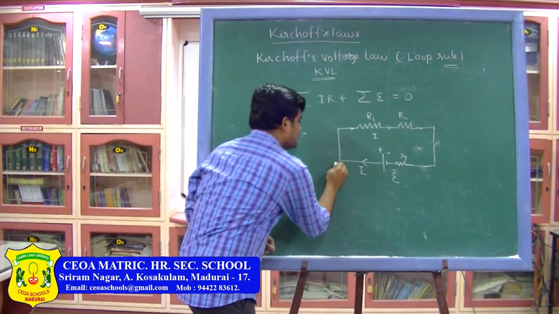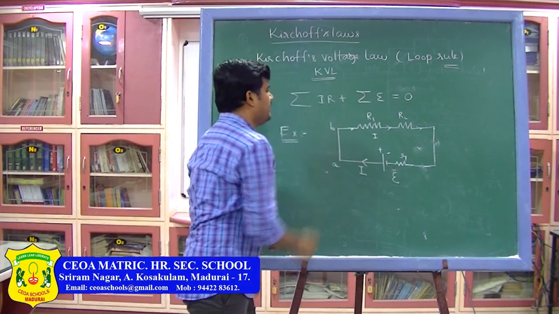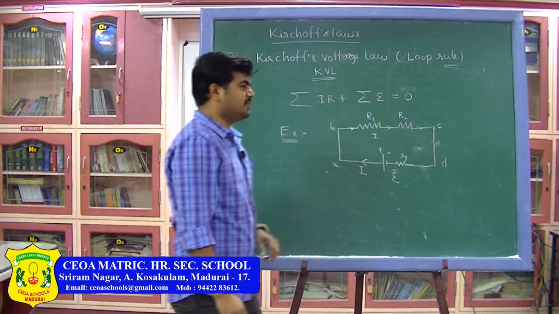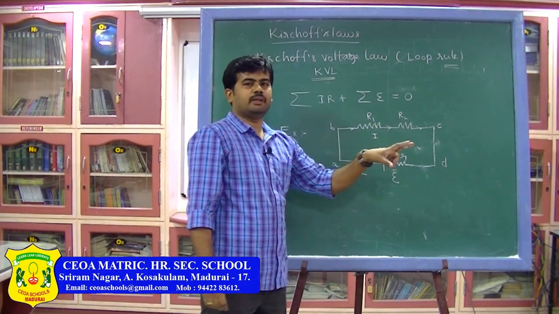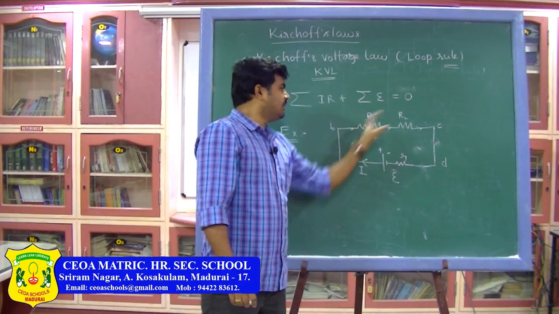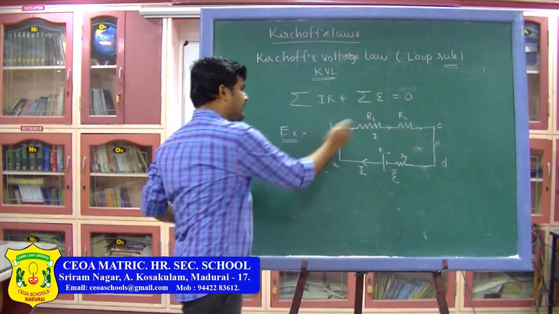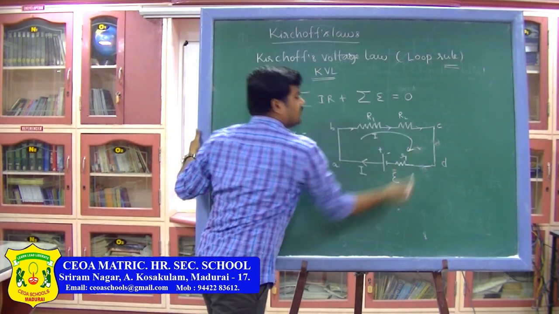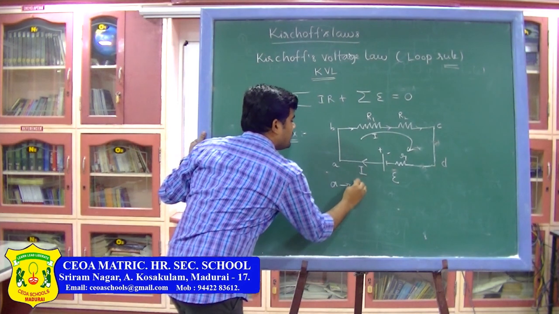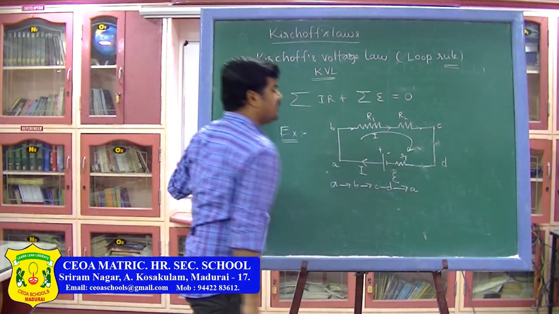Let me give some labels here: this is A, this is B, and then C and D. Loop means you can select two types of loops here, two ways of selecting the loop. One is a clockwise loop, or an anti-clockwise loop. If I select the clockwise loop, starting from A, it goes A to B, B to C, C to D, and again D to A. This is what we call one loop.